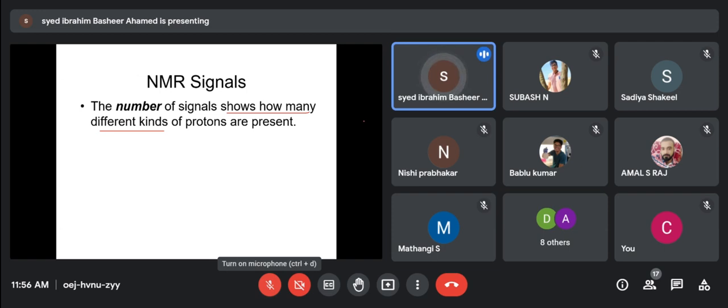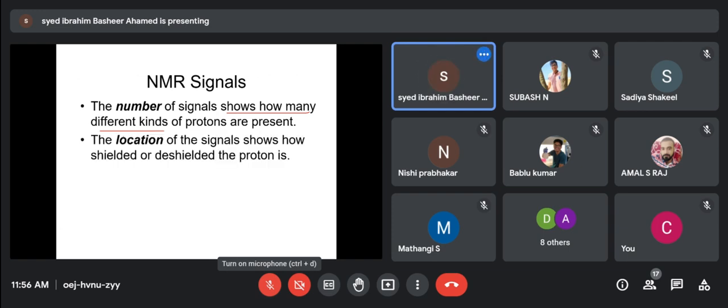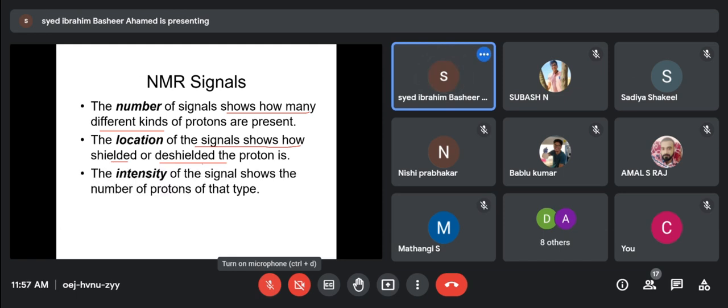Based upon the signal, you can tell what kind of proton is there. The location of the signal shows how shielded or de-shielded the proton is. And the intensity of the signal will tell you the number of protons. From the NMR signal intensity, you can find out the number of protons.